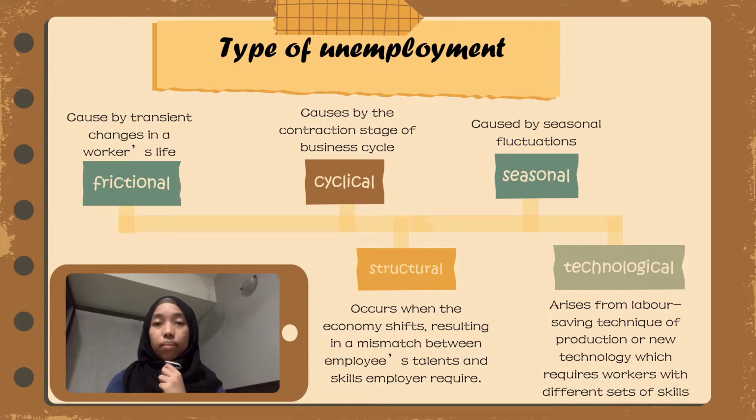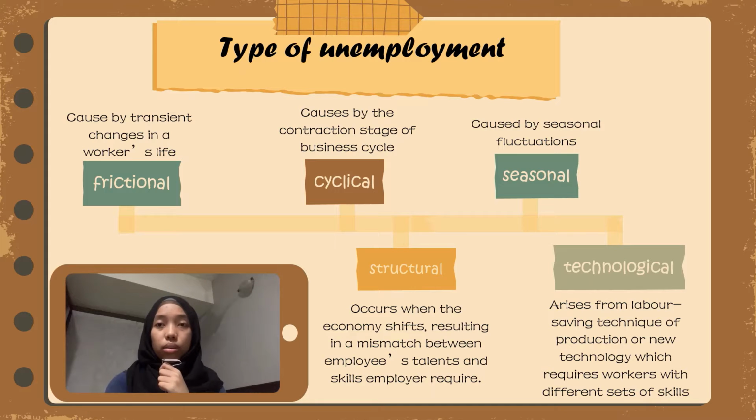Next, structural unemployment usually occurs when economy shifts, which results in a mismatch between employees' talents and skills employers require. So this type of unemployment usually creates a long recession. If workers are unemployed for an extended period, their abilities are likely to become obsolete or outdated. So they may remain unemployed even if the economy improves, unless they are ready and able to take a lower level unskilled job. If this occurs, structural unemployment will result in a higher natural unemployment rate.